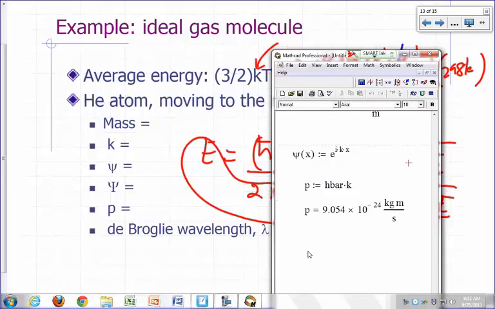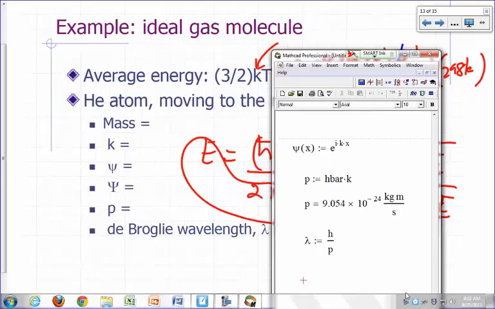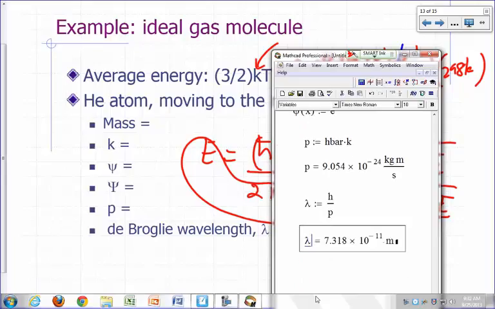What's our de Broglie wavelength? Remember the formula for de Broglie wavelength? h over p. So the de Broglie wavelength is 7.3 times 10 to the negative 11.